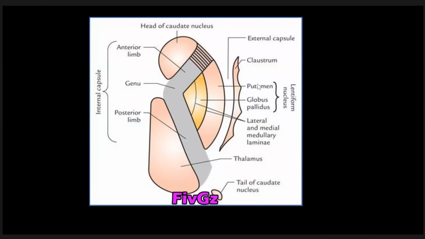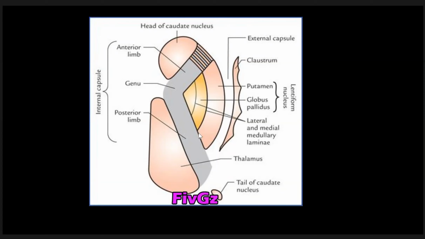Here we have the lentiform nucleus. It is a descriptive collective term for the putamen and globus pallidus. This is the putamen, and this is the globus pallidus, which is divided by a thin layer of white matter, the lateral medullary lamina. Lateral and medial medullary lamina.